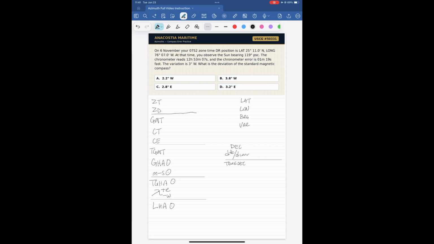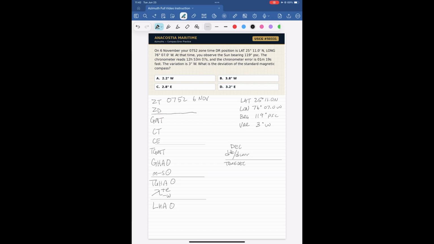All right. So I have my problem here. I'm going to write down everything that's given to me. So I have my zone time 0752, 6 November. You always want to make sure you pay attention to the date. All right. 25 degrees, 11 minutes north, 76 degrees, 7 minutes west. And the bearing is 119 degrees PSC, 3 degrees west. All right, I have everything that's given to me.